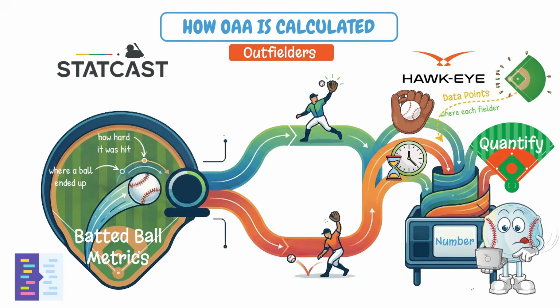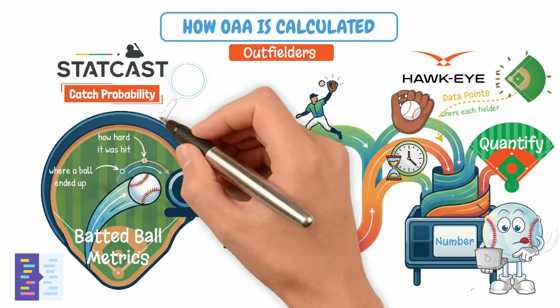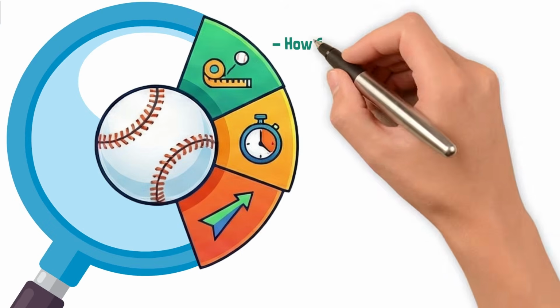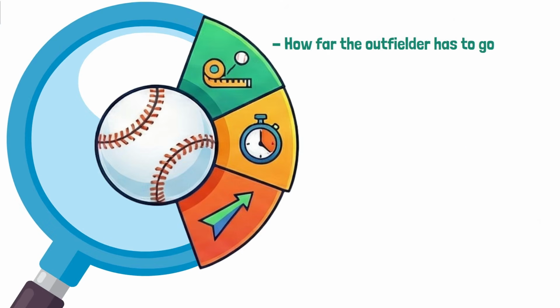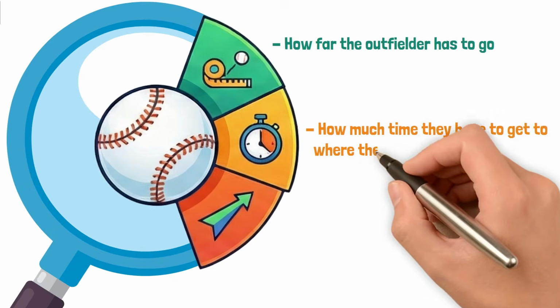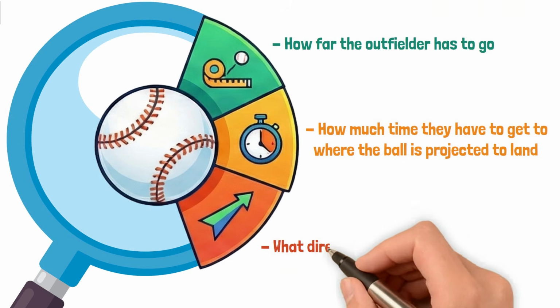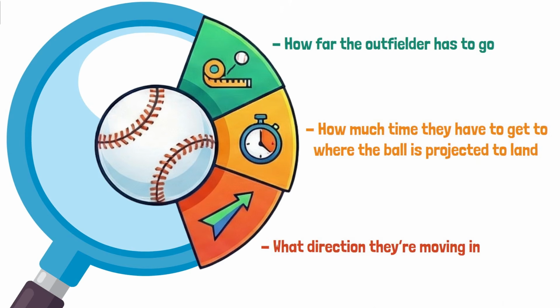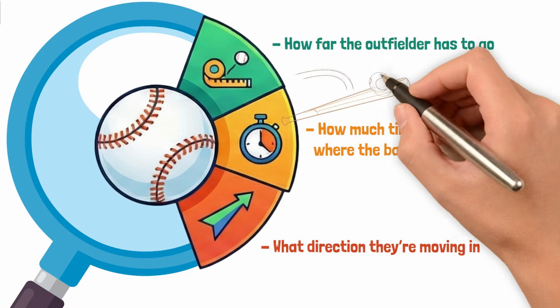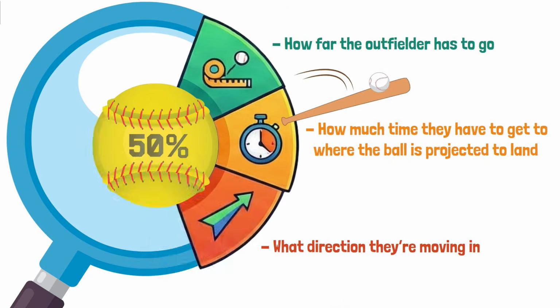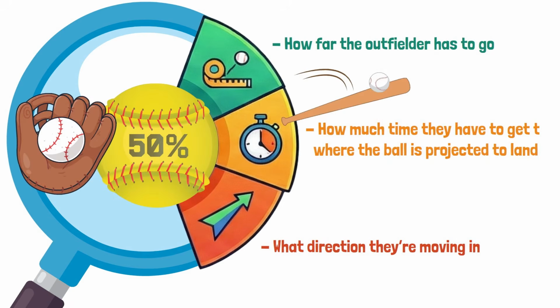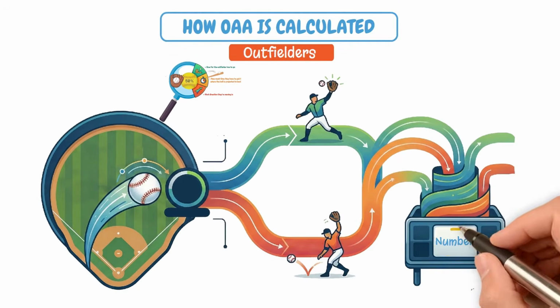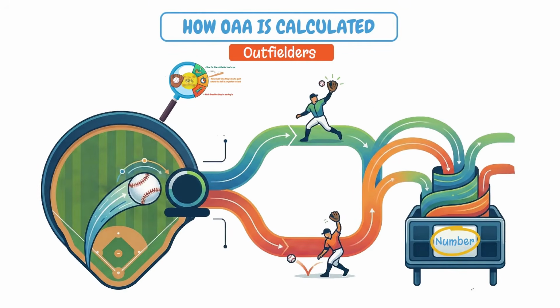For outfielders, it all starts with catch probability. StatCast looks at how far the outfielder has to go to make a play, how much time they have to get to where the ball is projected to land, and in what direction they're moving, front, back, or side to side. From that, it gives every batted ball a percentage chance of being caught based on previous data, and translates that into a single figure for each play when it comes to OAA.